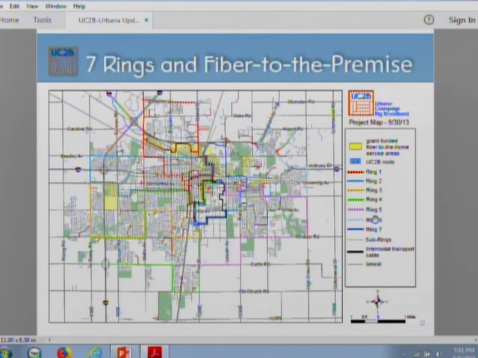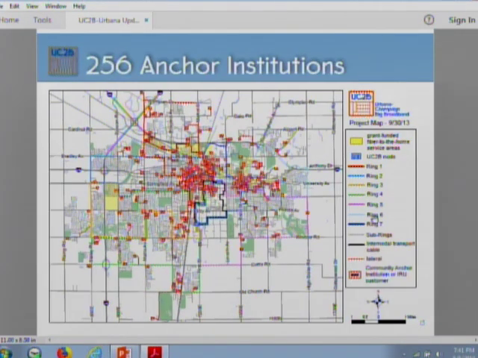We did fiber to the premise, and this doesn't show up really well. The fiber to the premise zones are yellow on that map. They should look better on that screen than they do on this one. And you know your way around town, and they are primarily in low-income areas, although they weren't chosen because they were low-income areas. They were chosen because they had less than 41% broadband adoption. There's a strong correlation between income and broadband adoption, so that didn't surprise anybody.